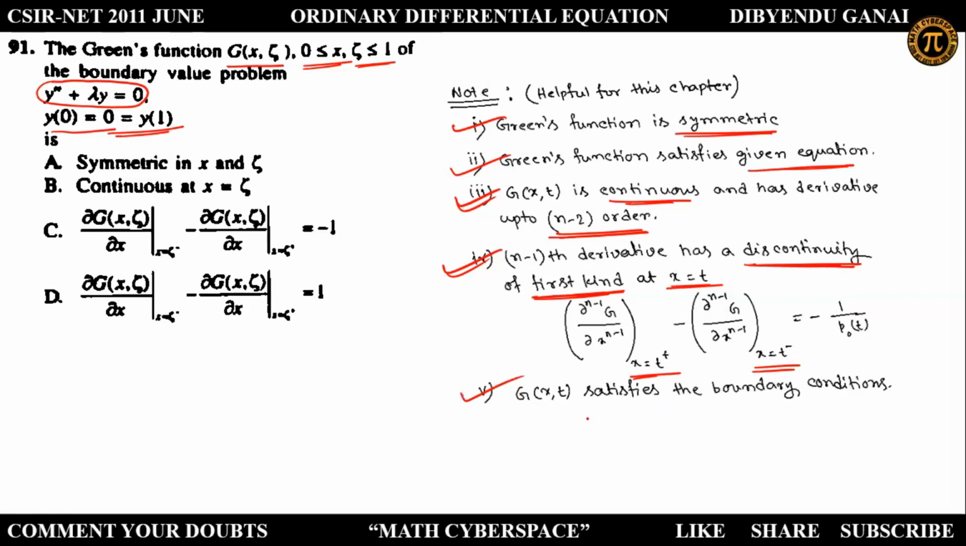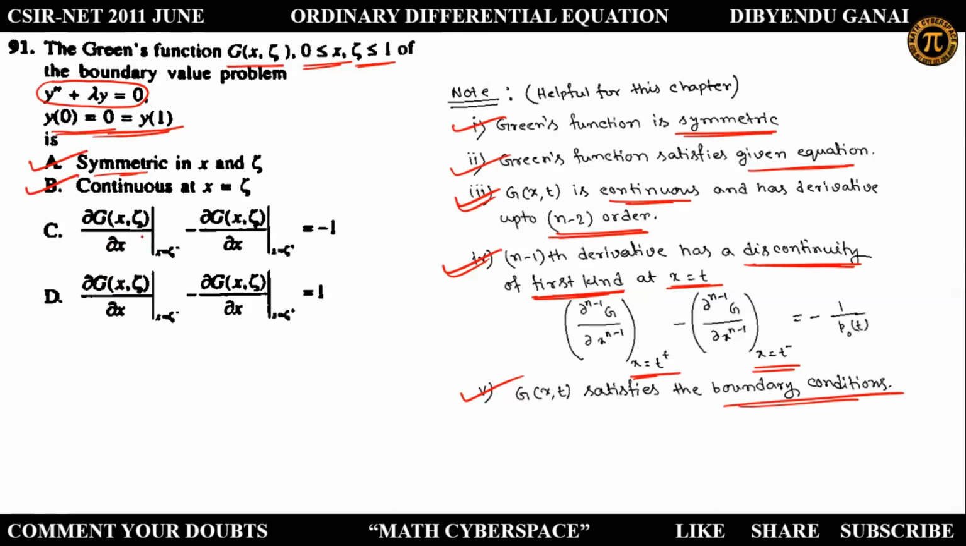And the fifth condition is G(x, t) satisfies the boundary conditions. Here we have two boundary conditions and G(x, t) will satisfy these conditions. So by using these properties, we can easily check the options. Option A, symmetric in x and zeta. Yes, G(x, t) is symmetric, so option A is correct. Option B, continuous at x equals zeta. Yes, this option is also correct.